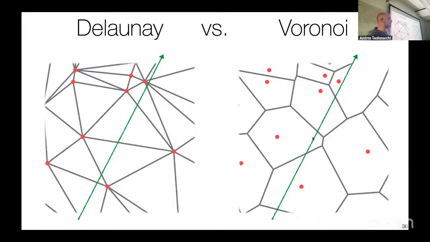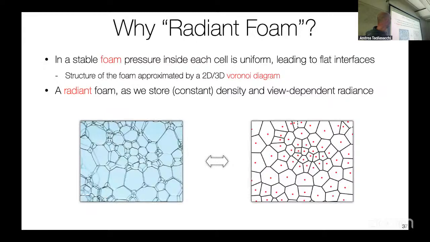And that's exactly what we do. We introduce a representation called radiant foam. By the way, the name might look a bit mysterious to you. The reason is that if you have a stable foam, so it's not moving, and you assume that the pressure within each of the foam bubbles is constant, then in the limit, or in a perfect world, you're going to have a linear barrier between two cells. And as you can see, the cells look like convex cells, okay?